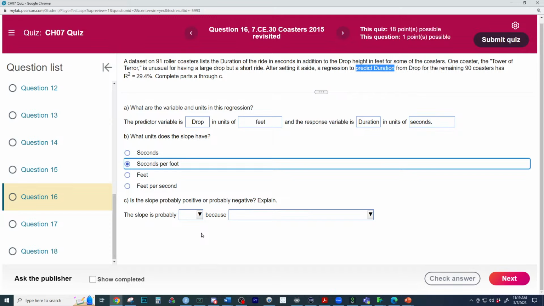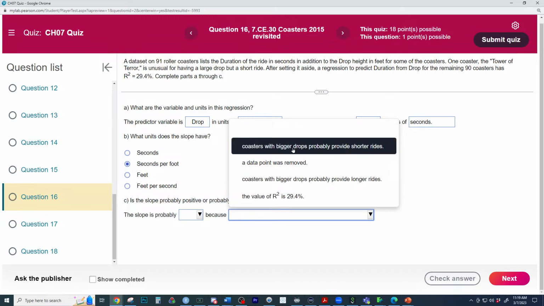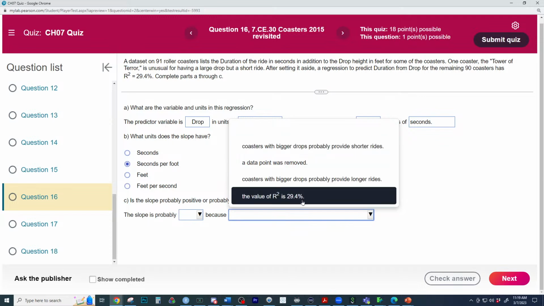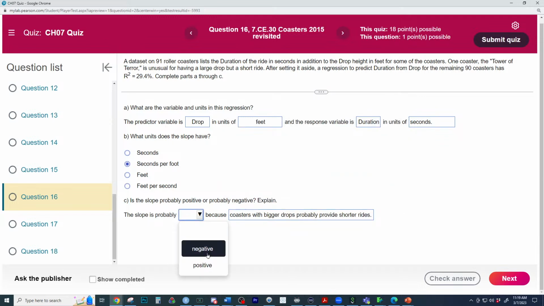Is the slope probably positive or negative? So it's weird because if a ride were to drop from like 1,000,000 miles higher, it would probably have a longer ride, but let's see here. It's not the R squared. Coasters with bigger drops, here it is, probably provide shorter rides. Okay, so it's a roller coaster. Yeah, so a roller coaster with a low drop is not going to. So a roller coaster with bigger drops probably provides shorter rides. The slope is probably negative.